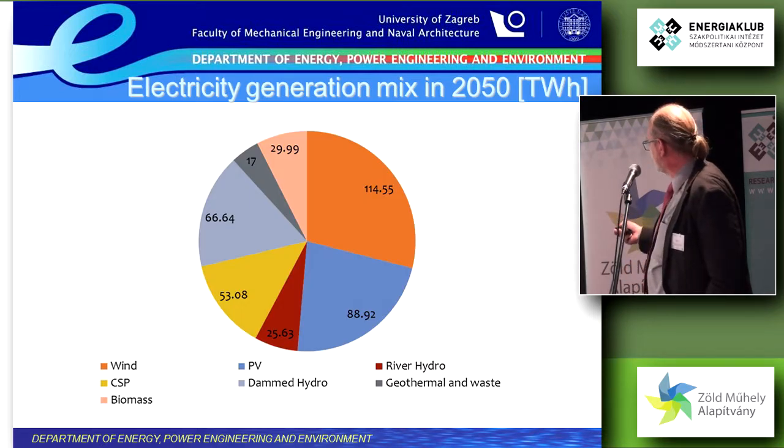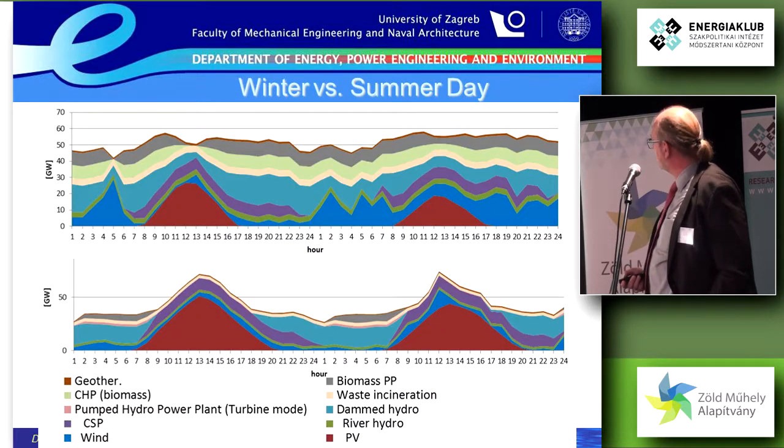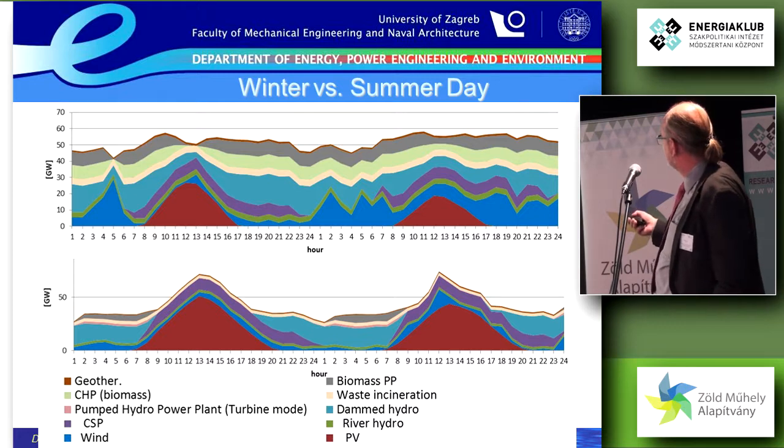As you can see, it's quite a lot of PV, and wind makes more than half of the electricity mix in the power system. And how it looks during the daytime: one winter day, which has more demand, and which has some solar, not so bad, and then quite a lot of wind, and the summer day with more solar but less wind.